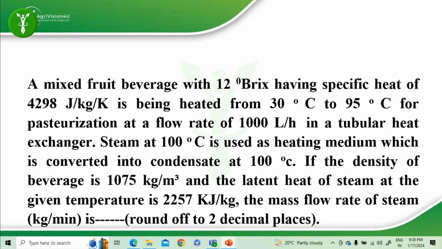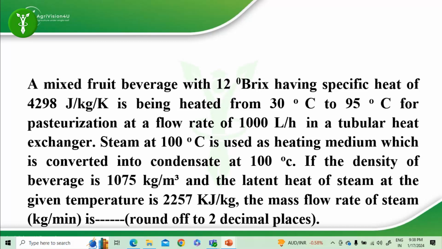The temperature is increasing here. Okay, now the other stream is of steam. So ideally, there is some heat transfer happening, but somehow there is no difference in temperature here. The steam at 100 degrees Celsius is used as heating medium, which is converted into a condensate at 100 degrees Celsius. Okay, now here there is this heat transfer.